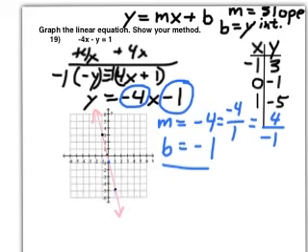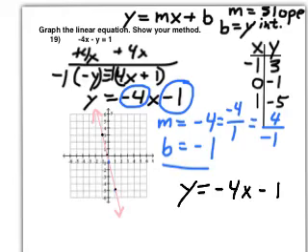The other way is to do it on the calculator. On the calculator, you put it in slope-intercept form in the y equals. So you put negative 4x minus 1 in there, and then you could push graph and you'll see the graph, but it's not as exact. It's harder to see it.